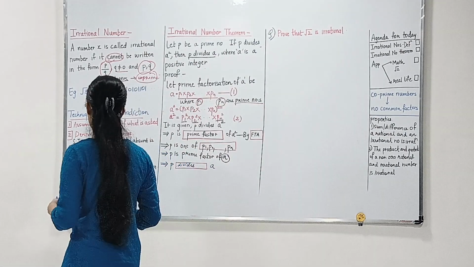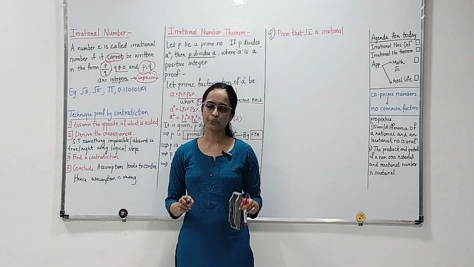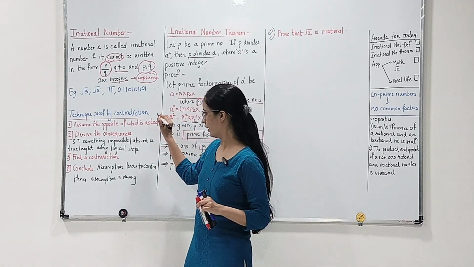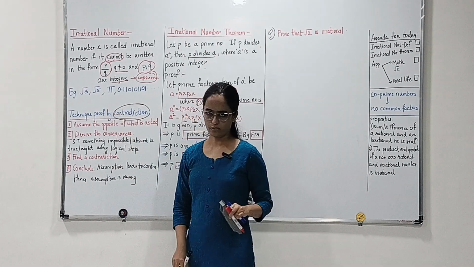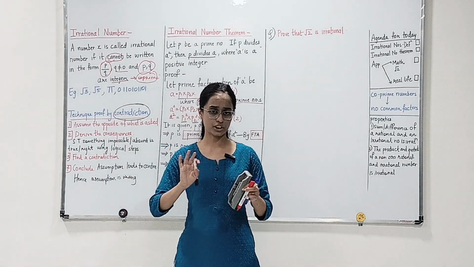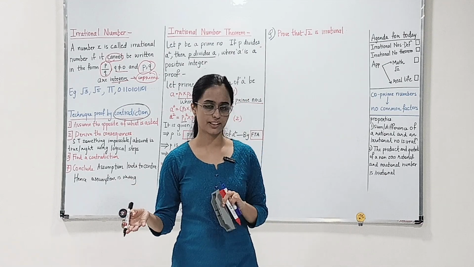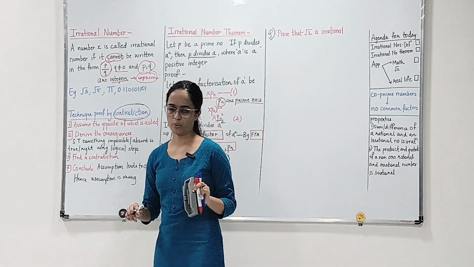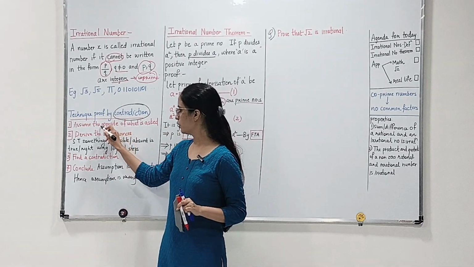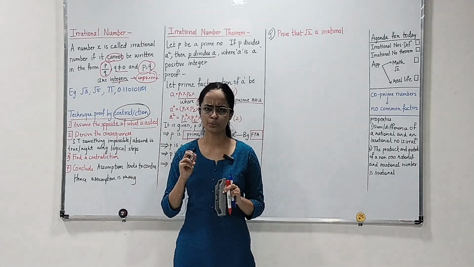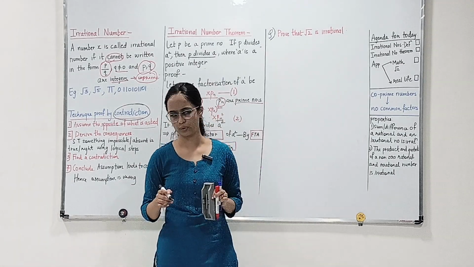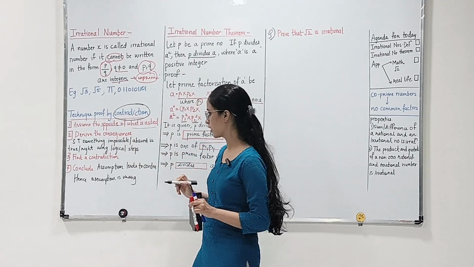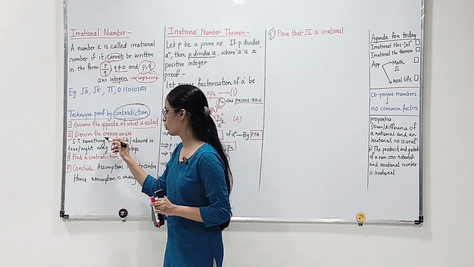So these are the steps that you need to follow. We are going to use a technique in order to prove that root 2 is irrational, and that technique is called proof by contradiction. Now what do you mean by contradiction? Something which is not right, something that's incorrect, something that's absurd. So there are 4 small steps which you need to follow. The first step is you have to assume the opposite of what is asked. You will be able to understand when I solve the proof. So you are supposed to assume the opposite of what is asked. Then you have to derive the consequences.